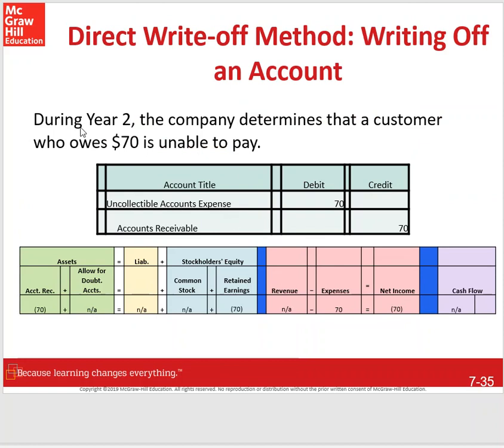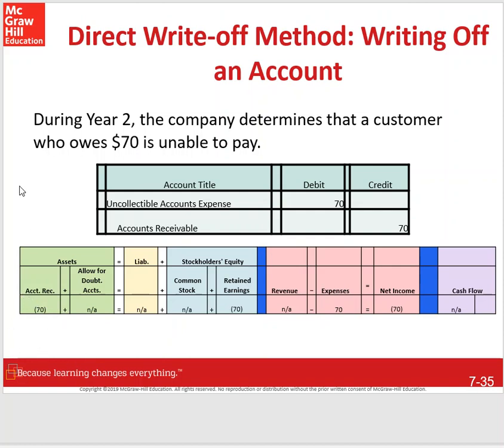Then in year 2, we determine that the customer isn't going to pay us $70. The customer says, we didn't like your tutoring, we're not going to pay you, forget the $70. So now we just write it off. We didn't plan ahead for this. There is no allowance established because that's not part of the direct write-off method. So when this happens, we just expense it. We're debiting uncollectible accounts expense and we're crediting accounts receivable.